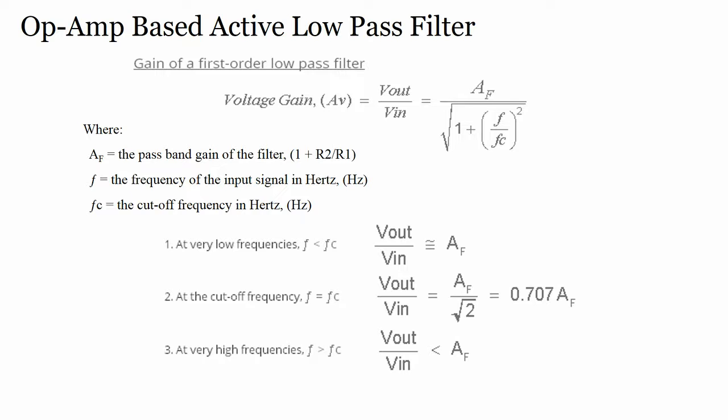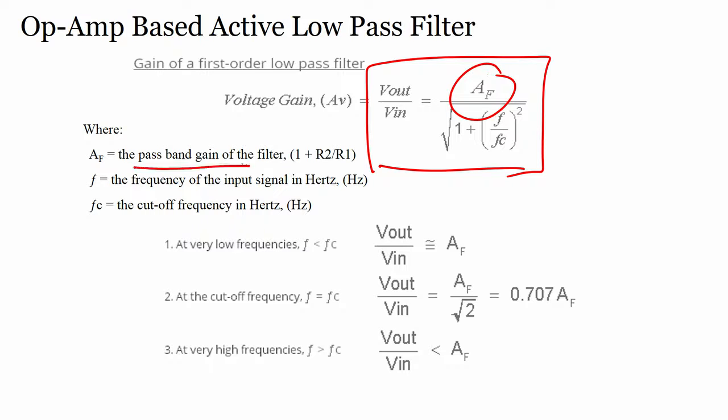Alright. So, we are continuing the same module, which is op amp based active low pass filter, and the gain of the first order low pass filter is given by Vout by Vin equals AF divided by the square root of 1 plus (F by Fc) whole squared. This we have seen. Now, here AF is the pass band gain of the filter, given by 1 plus R2 by R1.